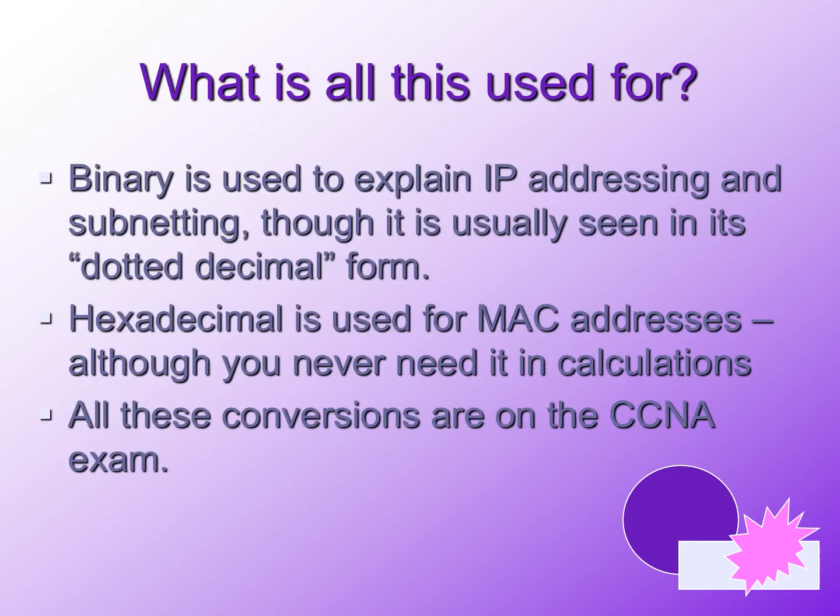Wow, last slide. You made it. What is all this used for? Well, binary is used to explain IP addressing and subnetting, but you usually see it in its dotted decimal form, and you also can use binary to determine if an IP address is a class A, B, or C. Hexadecimal is used for MAC addresses, although you never really see it in any calculations. So if you see A through F along with some numbers, it's probably going to be a MAC address.